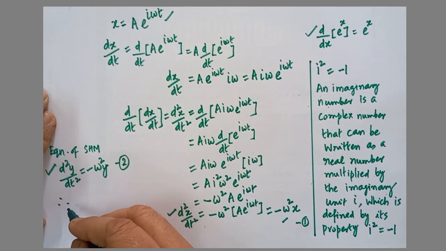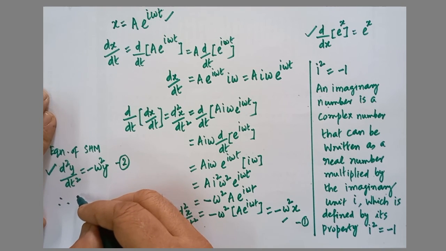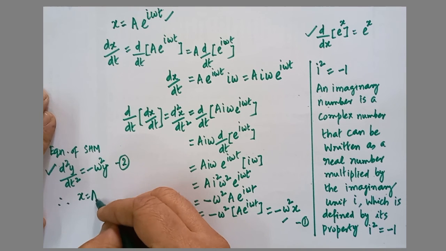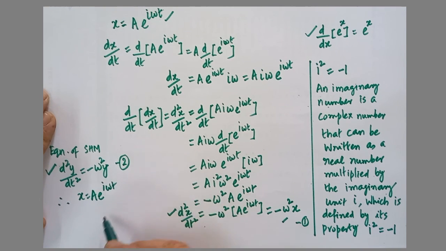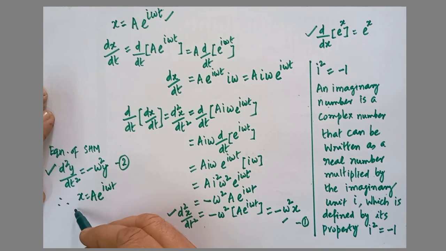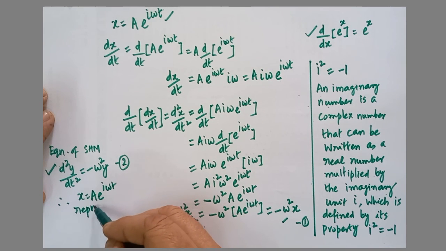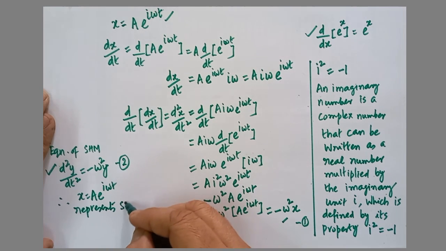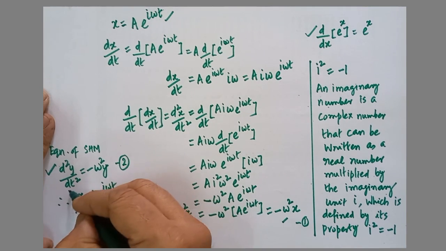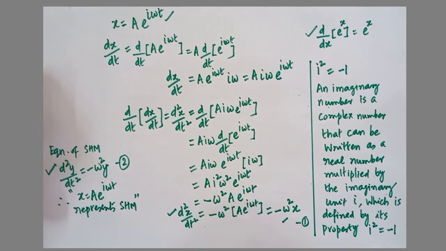Therefore we can conclude like this: x is equal to A e^(iωt) represents SHM. This conclusion must be written. Are you clear? Very interesting problem. Try to solve this kind of problem if it is asked in the exam. Okay.